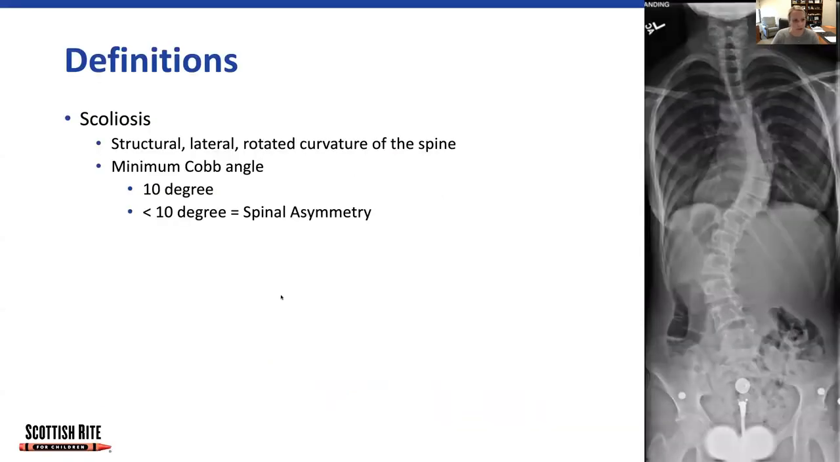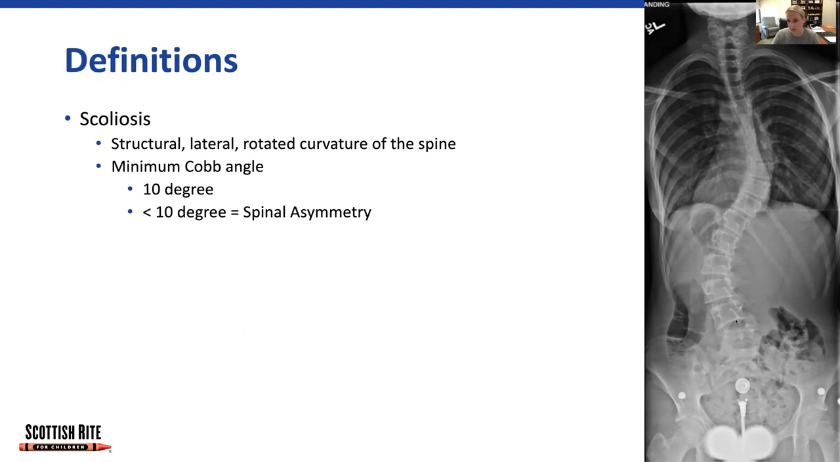Scoliosis is a structural, lateral, rotated curvature of the spine. To qualify as true scoliosis, the minimum Cobb angle must be 10 degrees. Cobb angle is measured as the angle between the most tilted vertebrae in the curve of interest.